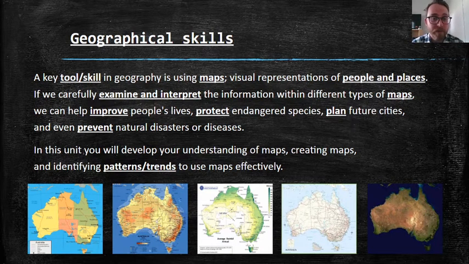But you still need to be able to read the map. So if we carefully examine and interpret the information within these different types of maps, you can see I've got 5 different types of maps of Australia. We can help improve people's lives. We can protect endangered species. We can plan future cities and even prevent natural disasters or diseases. In this unit, you develop your understanding of maps, creating maps, and identifying patterns and trends to use those maps effectively.